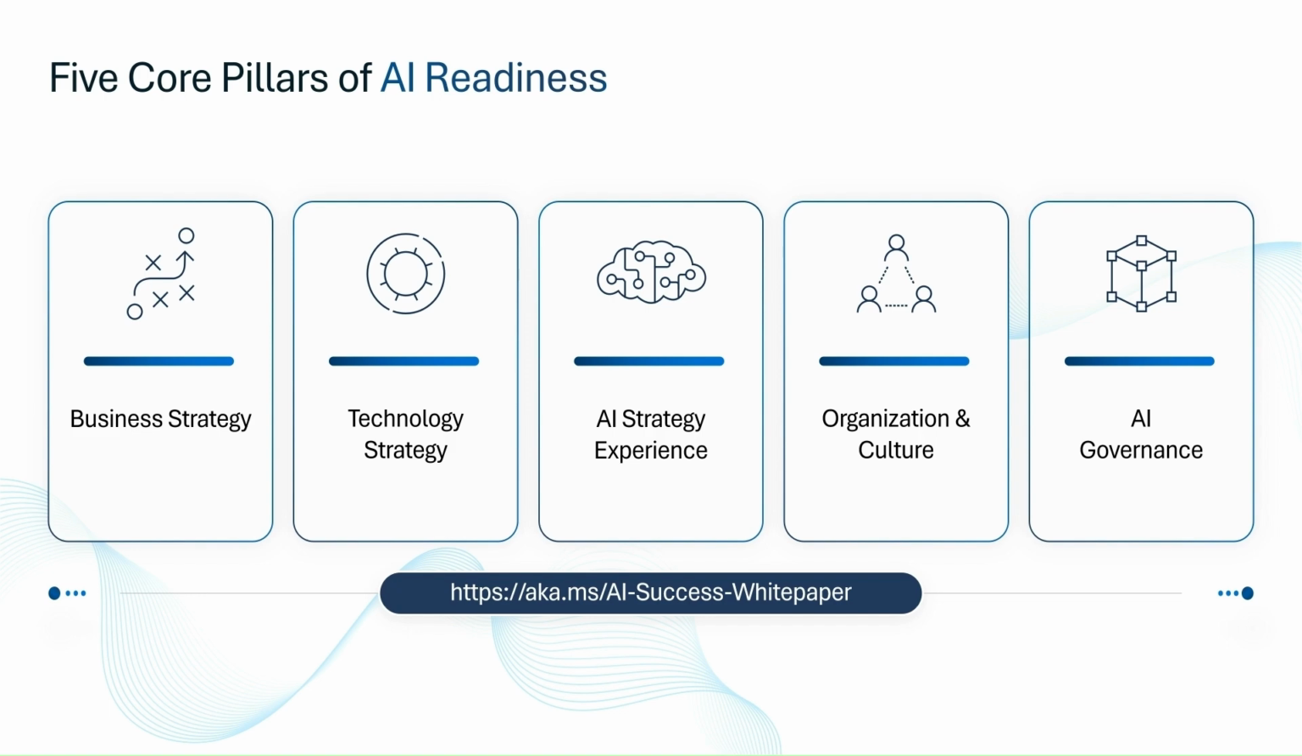The 5 core pillars that they really focus on start with the business strategy. How do I know what is the best use case for my given industry or domain, and which models might be the most relevant for me to solve that problem?